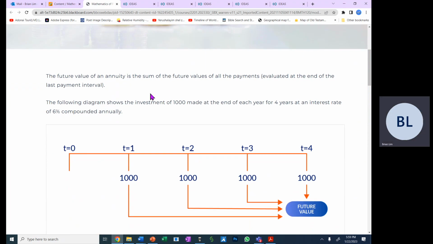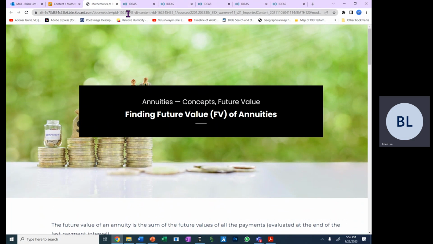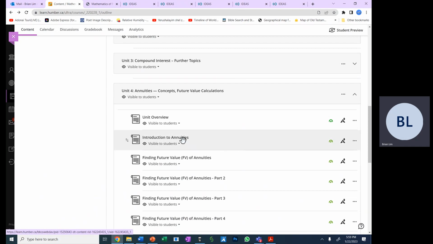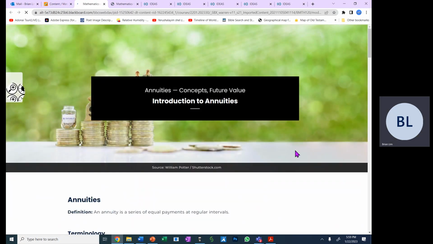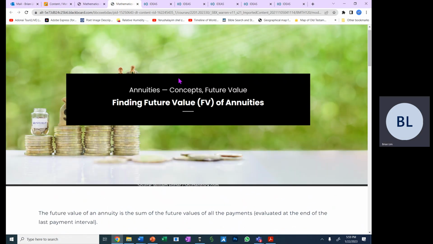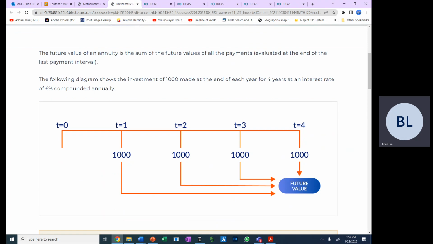The future value of annuities is the sum of the future values of all the payments. All right, let's go back and look at maybe a unit before that, the introduction to annuities. So that was finding the future value. You will find it eventually. So that's the sum of the future values of all the payments, evaluated at the end of the last payment interval. So annuities has payment intervals, so you're making repetitive payments.